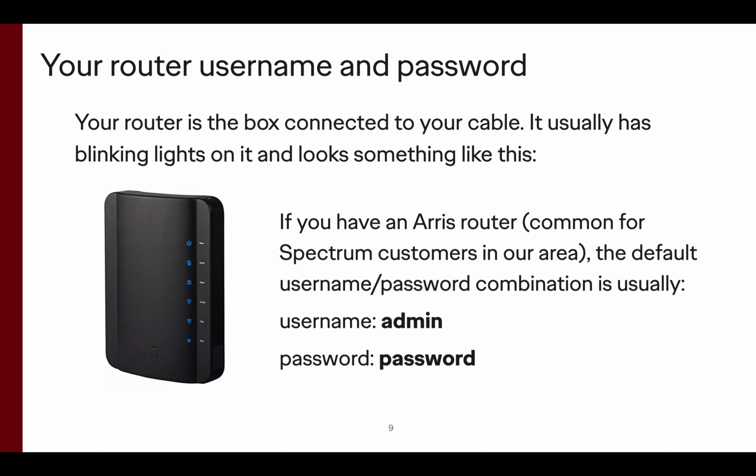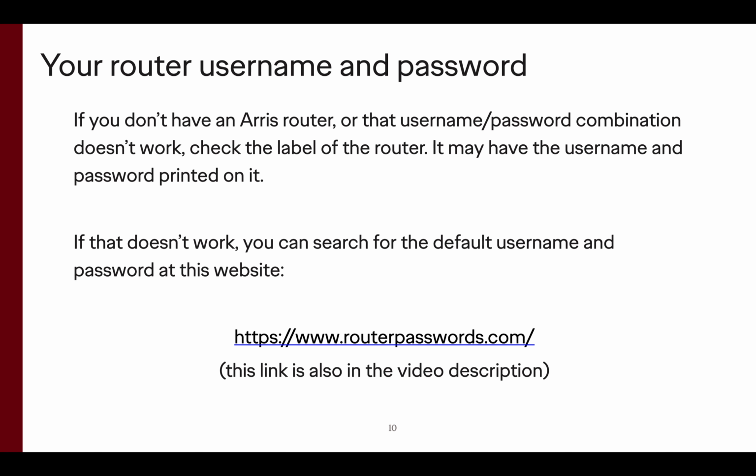In the New Paltz area, a lot of us have Spectrum, and they use these Arris routers. If you've never logged into your router before, there's a good chance it's still set to use the default username and password. And for these routers, the wonderful username and password is just admin and password. So you can try those. If they don't work, or if you don't have an Arris router, you can maybe look on the label of the router. Oftentimes the username and password is printed right on it.